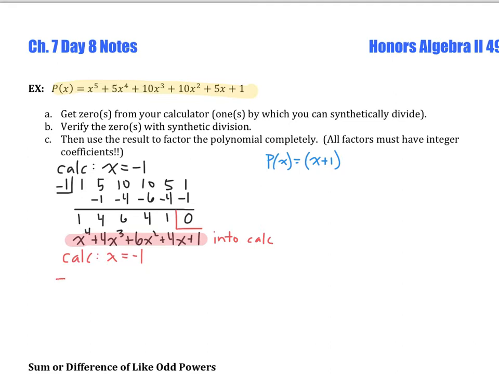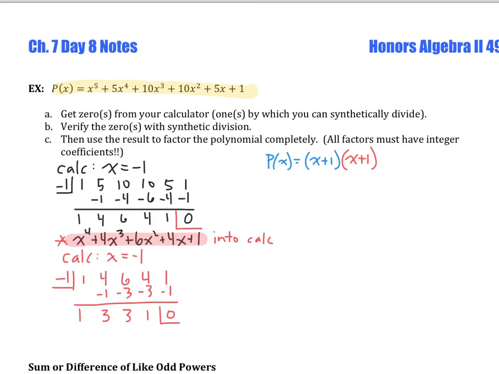We can verify that. So -1 is going to go in the corner, and now we're going to use synthetic division with this polynomial right here. So 1, 4, 6, 4, and 1. And we carry it down, 1, multiply to -1, add to 3, multiply to -3, add to 3 again, multiply to -3, add to 1, multiply to -1, and we get 0. So -1 is a 0, which means x plus 1 is another factor of p of x. All right, so now where does that lead us?